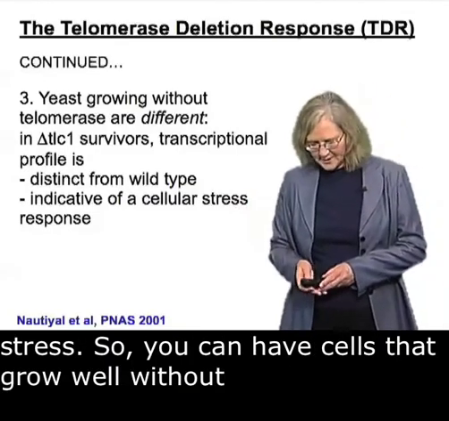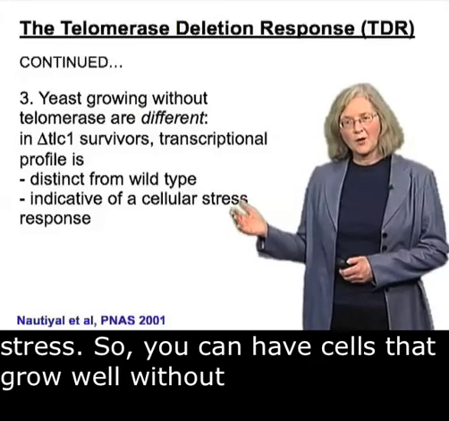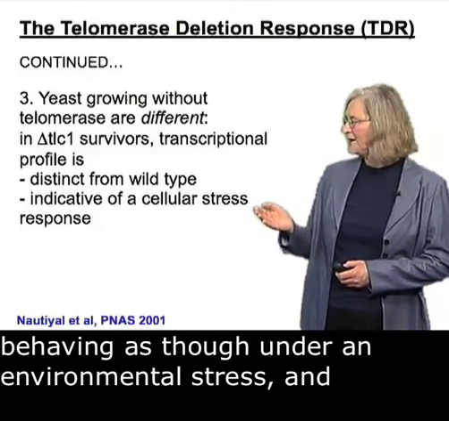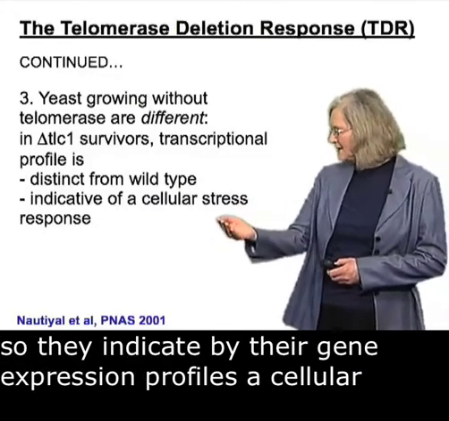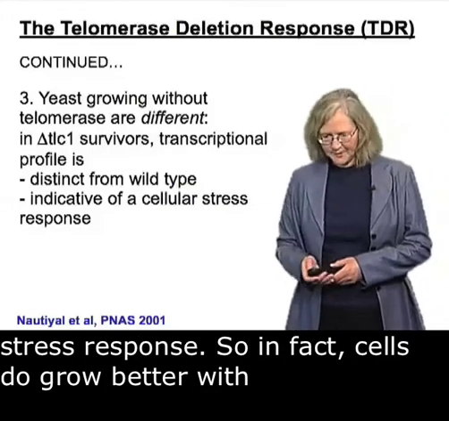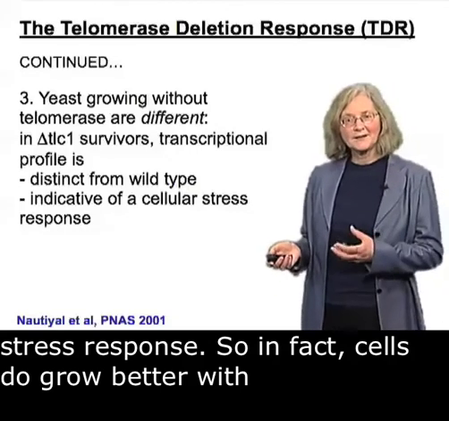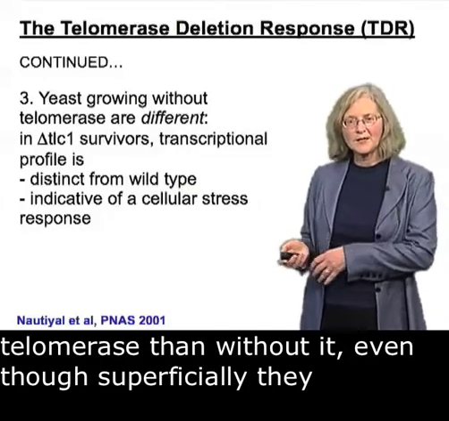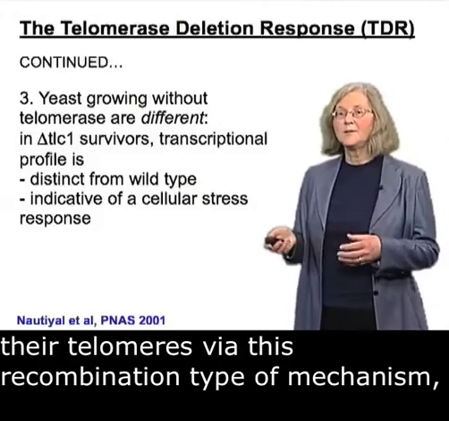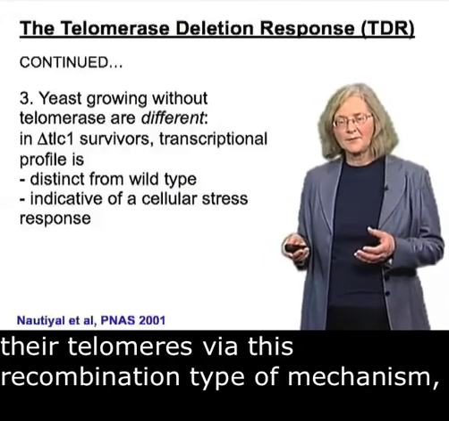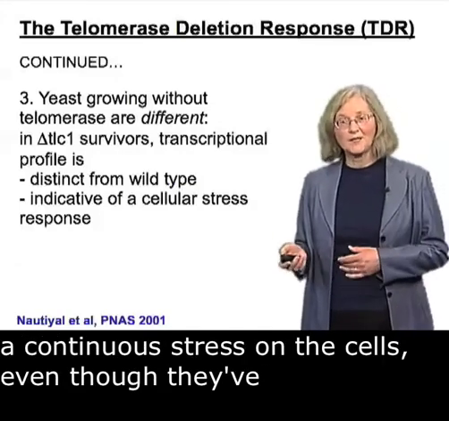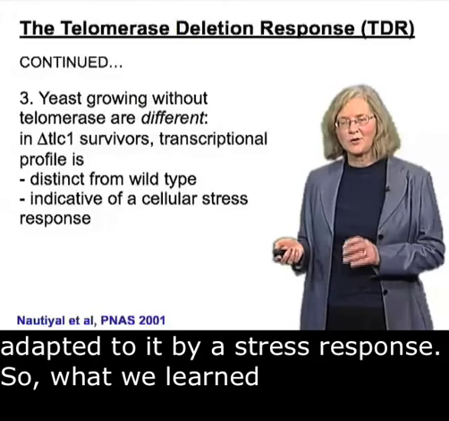stress. So you can have cells that grow well without telomerase, but if you look at the cells, these cells are behaving as though they're under an environmental stress, and so they indicate by their gene expression profiles a cellular stress response. So in fact, cells do grow better with telomerase than without it, even though superficially they look similar. Cells growing without telomerase, maintaining their telomeres via this recombination type of mechanism, which is presumably somewhat more haphazard, is putting a continuous stress on the cells, even though they've adapted to it by a stress response.